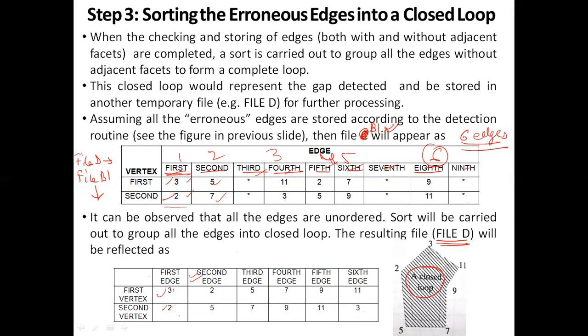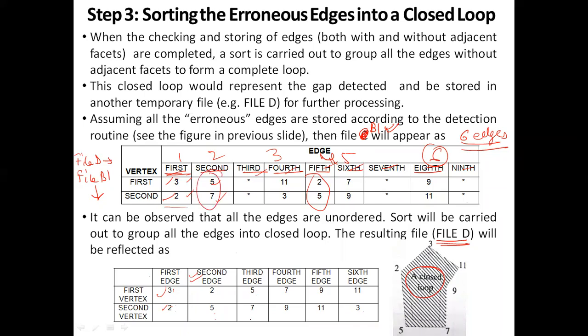So now what happens is, the second vertex of the first edge is 2. So I put the first vertex of the second edge as 2. Now I check over here, where is 2? So this is 2. So I put this as the second edge, 2 and 5. Now since the second vertex of the second edge is 5, it becomes the first vertex of the third edge. Now I check for 5 in the first edge.